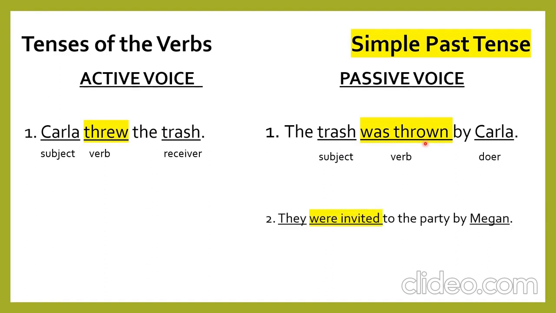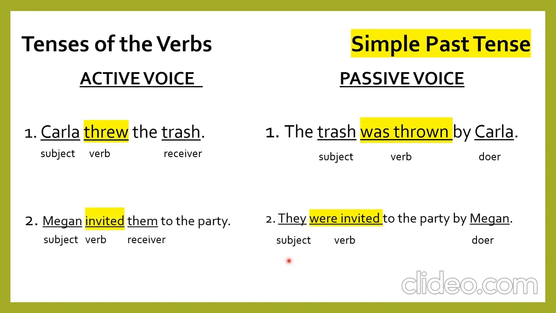Next, what if the sentence is in passive and we're going to convert it to active? Look at this example. They were invited to the party by Megan. The subject is they, and the verb is were invited. The doer of the action is Megan, because Megan is the one who invited them. Now how are we going to make it into active voice? Look at this example.